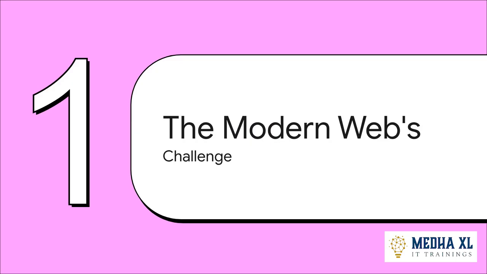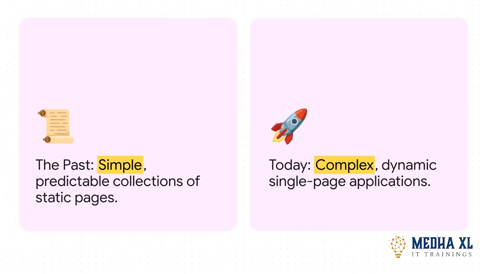The problem is the very nature of the web today. The internet has evolved so much, and honestly, a lot of our old ways of testing are just struggling to keep pace. I mean, think about it. The web used to be like a collection of simple, static pages. Kind of like a book. You turn the page, the content is there, it doesn't change.